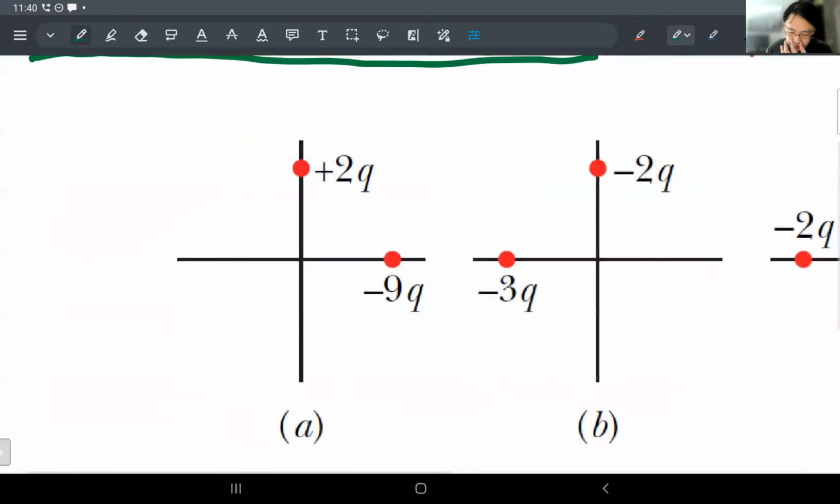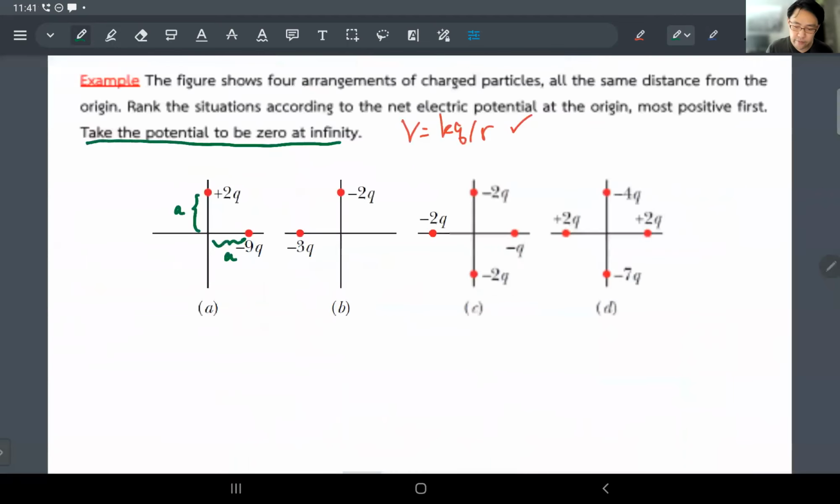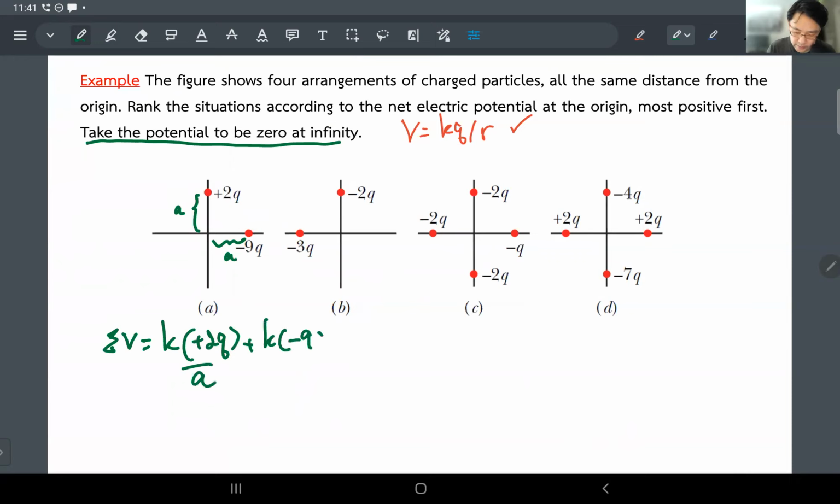Let's calculate potential at the origin. Because this has a distance, let me call it A. They gave you pretty much the same distance from the origin. So I can say the total potential is going to be K, start from the top, plus 2Q over A, followed by the second one, K times minus 9Q over A. And that is it, guys. Okay. Done. It seems like it's a lot easier than electric field.